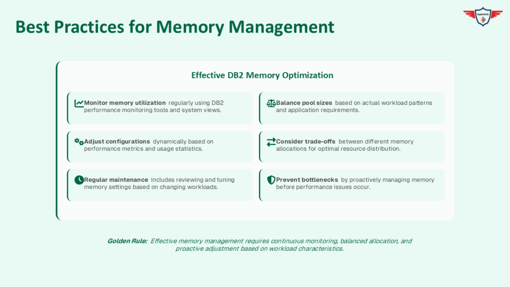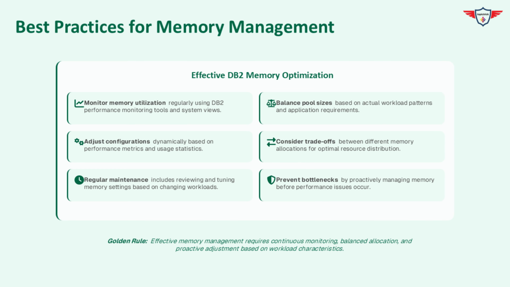Fifth, implement regular maintenance procedures that include reviewing and tuning memory settings based on changing workloads. As your applications evolve and data volumes grow, your memory requirements will change too. Finally, be proactive about preventing bottlenecks. It's much easier to prevent memory-related performance problems than to fix them after they impact production systems.